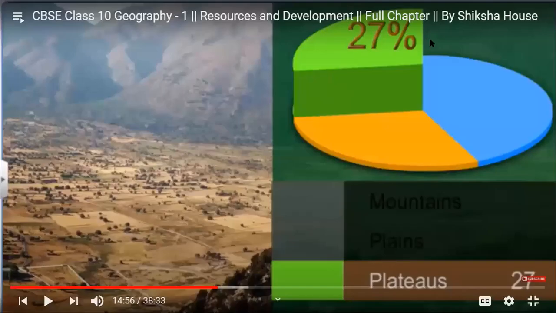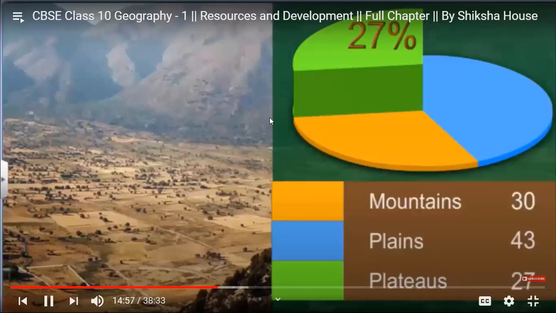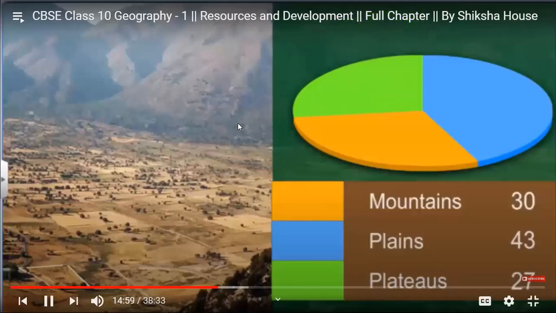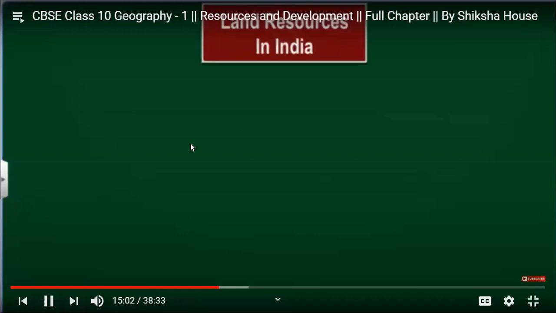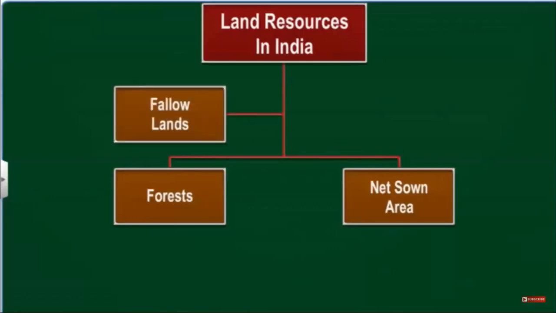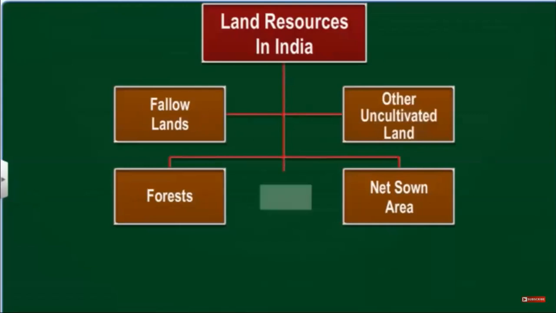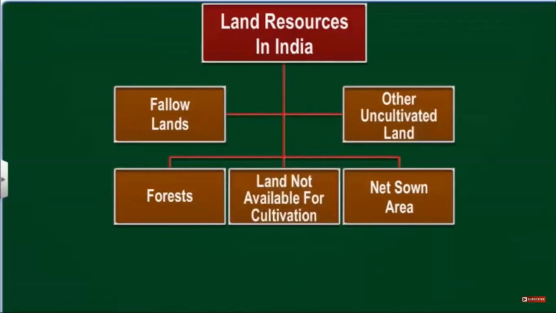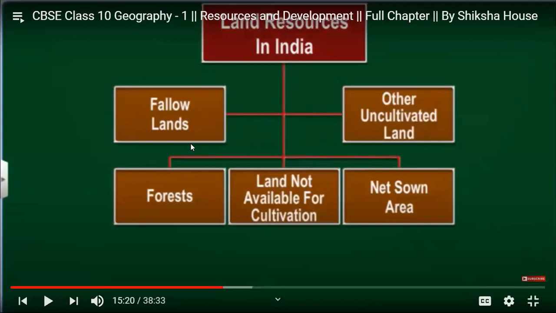We'll continue with the video. Depending on their use, our land resources can be classified as forests, net sown area, or total area under cultivation, fallow lands, other uncultivated land, and land not available for cultivation. These are the various ways our land is utilized in India.